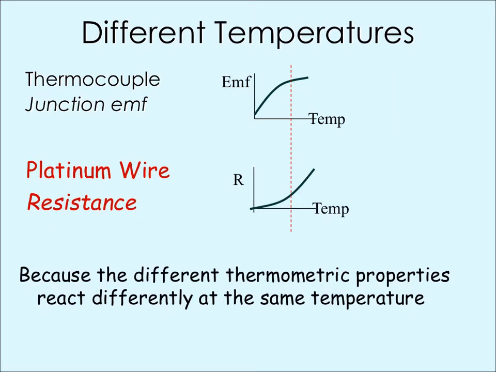Now, different thermometers, therefore, will give you different readings for the same temperature because their thermometric properties are different. Because they have different non-linear thermometric properties, that's why they give you a different reading. This graph is invaluable when answering this question.